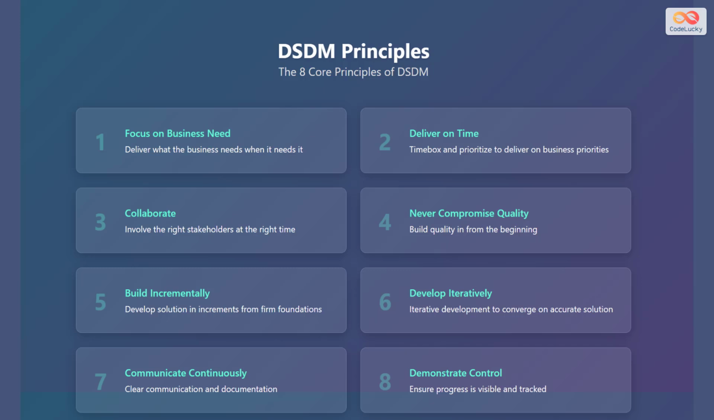The seventh principle is to communicate continuously. Ensure clear communication and documentation. The eighth principle is to demonstrate control. Ensure progress is visible and tracked.